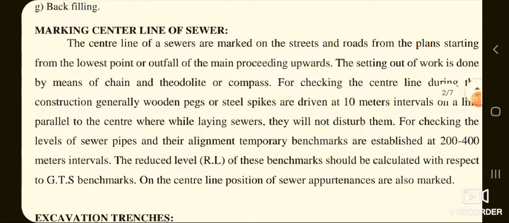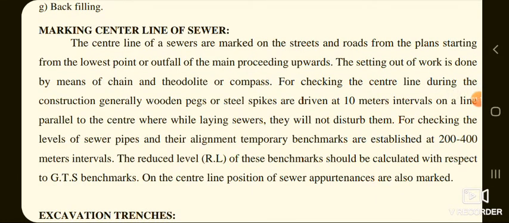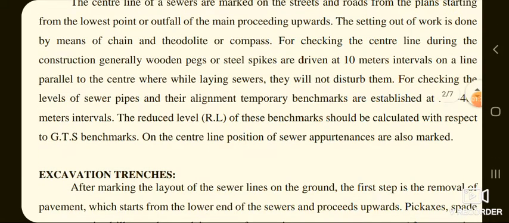So first one is marking center line of sewer. The center lines of a sewer are marked on the streets and roads from the plans, starting from the lowest point or outfall of the main and proceeding upwards. The setting out of work is done by means of chain and theodolite or compass. For checking the center line during the construction, generally wooden pegs or steel spikes are driven at 10-meter intervals on a line parallel to the center line while laying sewers, so that they will not disturb them.